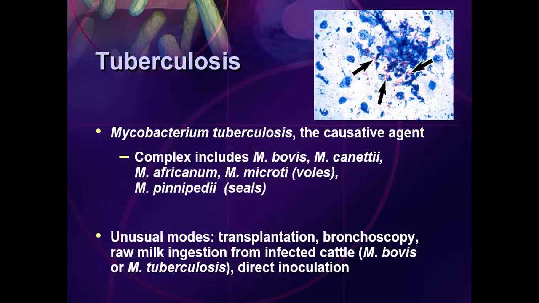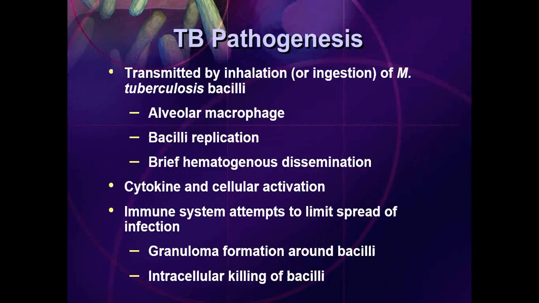Modes of transmission, well, most people, of course, inhale the TB bacilli. There are some other more exotic modes. Probably the one to highlight down below on the slide is really the raw milk ingestion. This is a common way people are infected around the world, in places where milk is not pasteurized and where cows aren't screened for TB. This is a concern. So TB pathogenesis, the usual way is, of course, by inhalation.